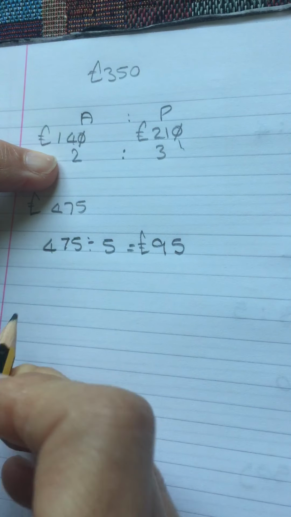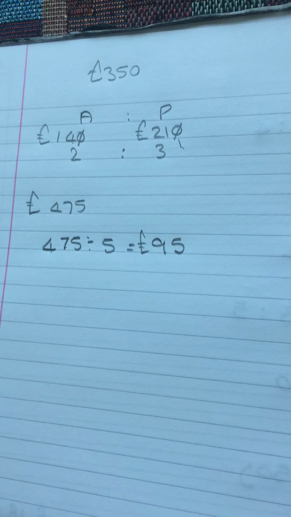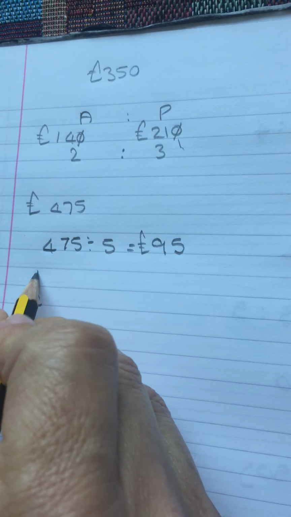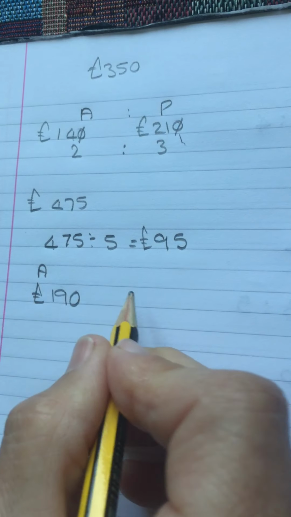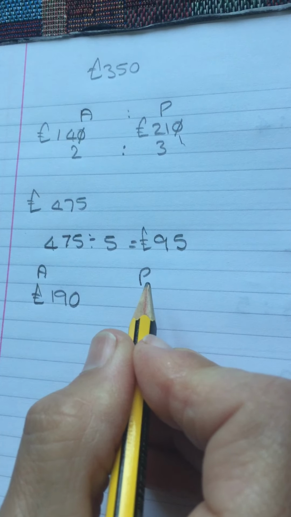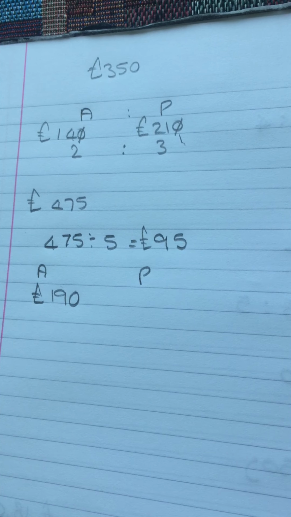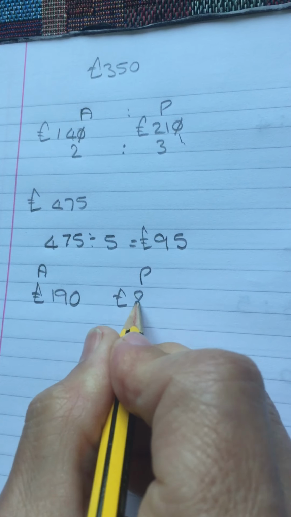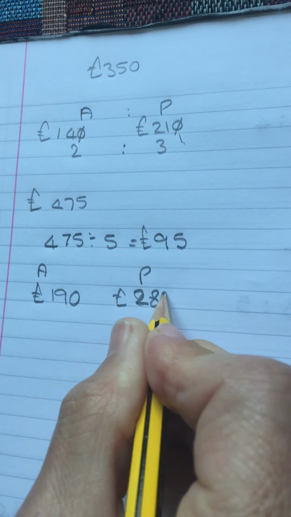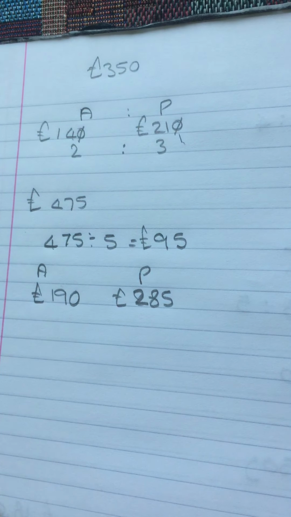So Andrea gets 2 lots of that. 2 times 95 is going to give us 190. So Andrea gets 190. Penny is going to get 95 times 3. So she's going to get 3 lots. So that's going to be £285 because she paid more originally. Okay, I hope that's made sense.